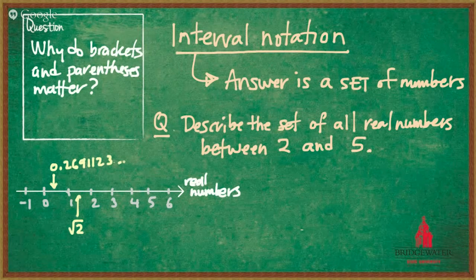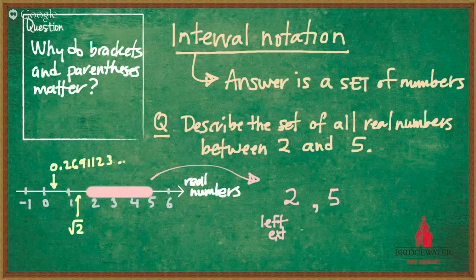Anyway, if we want to describe the set of all real numbers between 2 and 5, we might go in and say, well, where is that set on this real number line? And we would shade the piece of the number line in between 2 and 5 and say, here it is. And to put that into notation, to give it some written form, 2 is the left-hand extreme of this set of numbers, and 5 is the right-hand extreme.